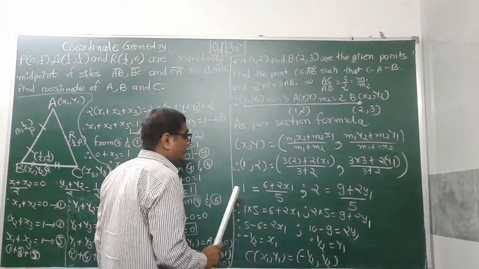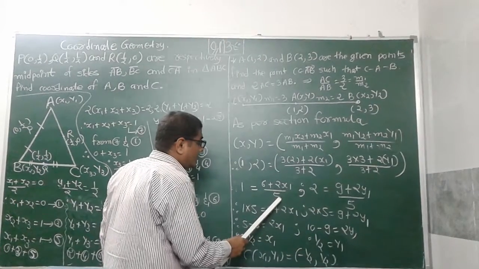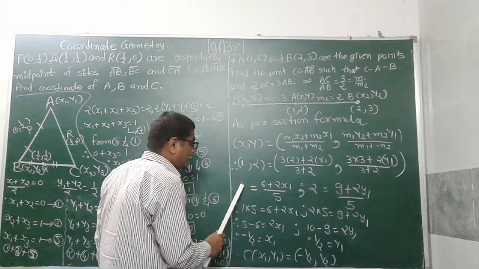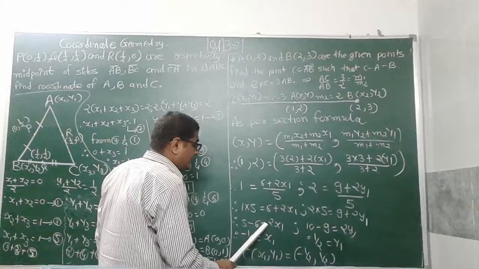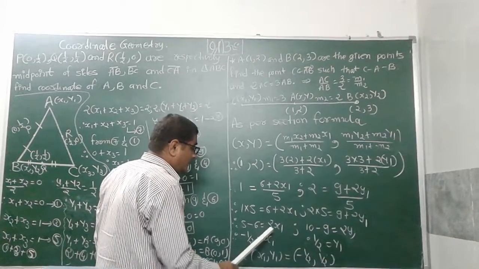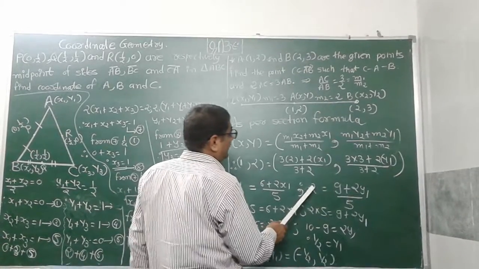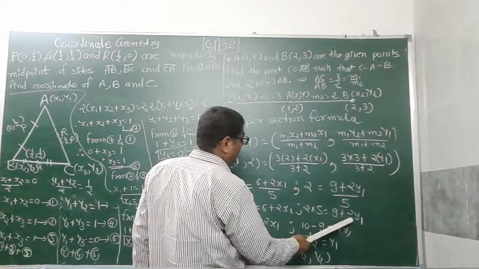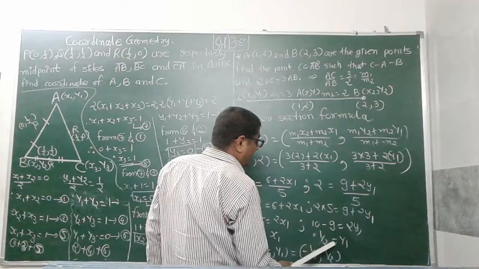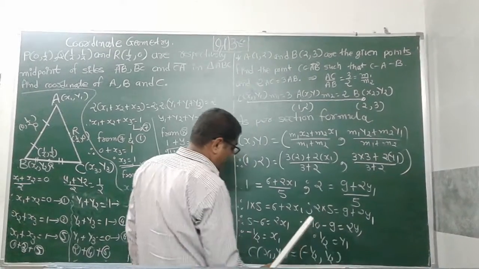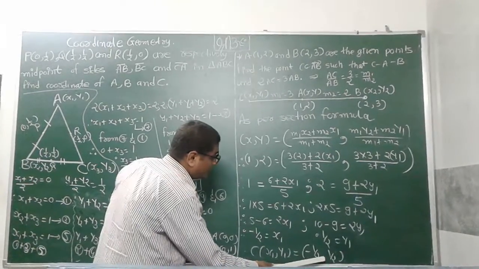So according to application of linear equation, 1 is equal to 6 plus 2x1 upon 5. Division goes to multiplication. 1 into 5 is equal to 6 plus 2x1. So 5 minus 6 is equal to 2x1, that is minus 1 upon 2 is equal to x1. Again, 5 twos are 10 is equal to 9 plus 2y1. 10 minus 9 is equal to 2y1. So 1 upon 2 is equal to y1. Hence the coordinate of C, x1 y1, is equal to minus 1 upon 2 and 1 upon 2.